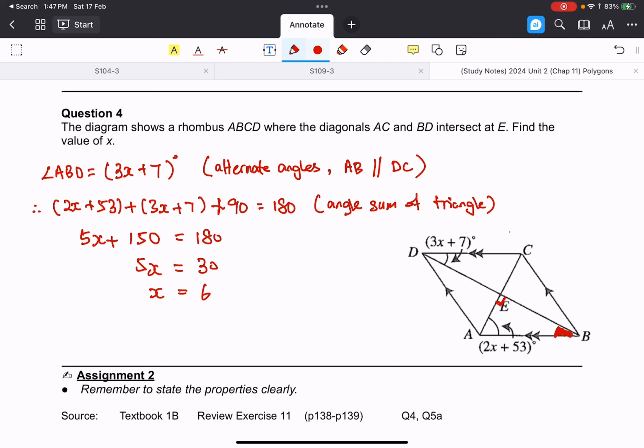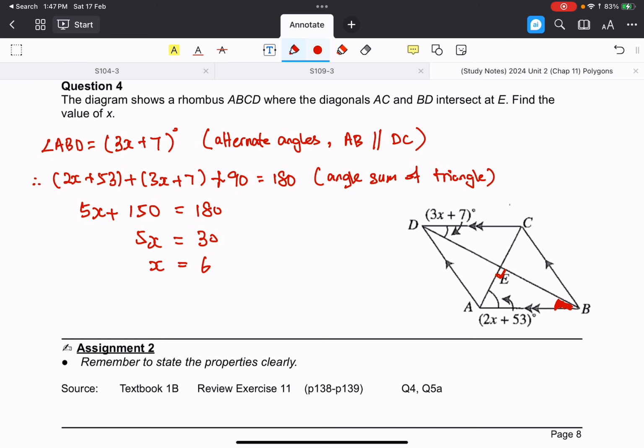Okay, so with this, 2 more questions for you to try. They are also from review exercise 11. So you can do your assignment 2 on the same piece of paper as assignment 1. Put them all together. Right, so with this, I hope you are getting comfortable with the idea of using all the properties of quadrilaterals. So that ends part 2.